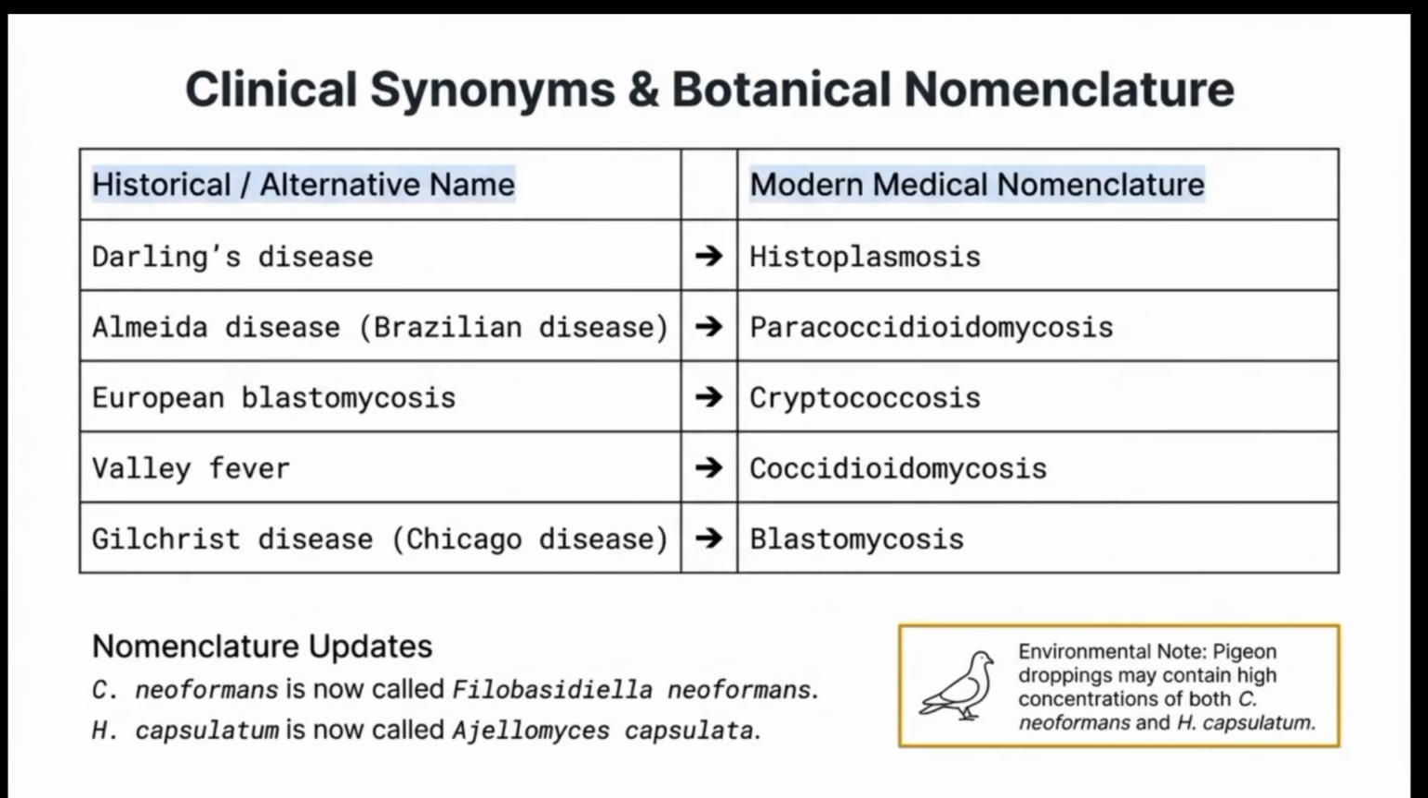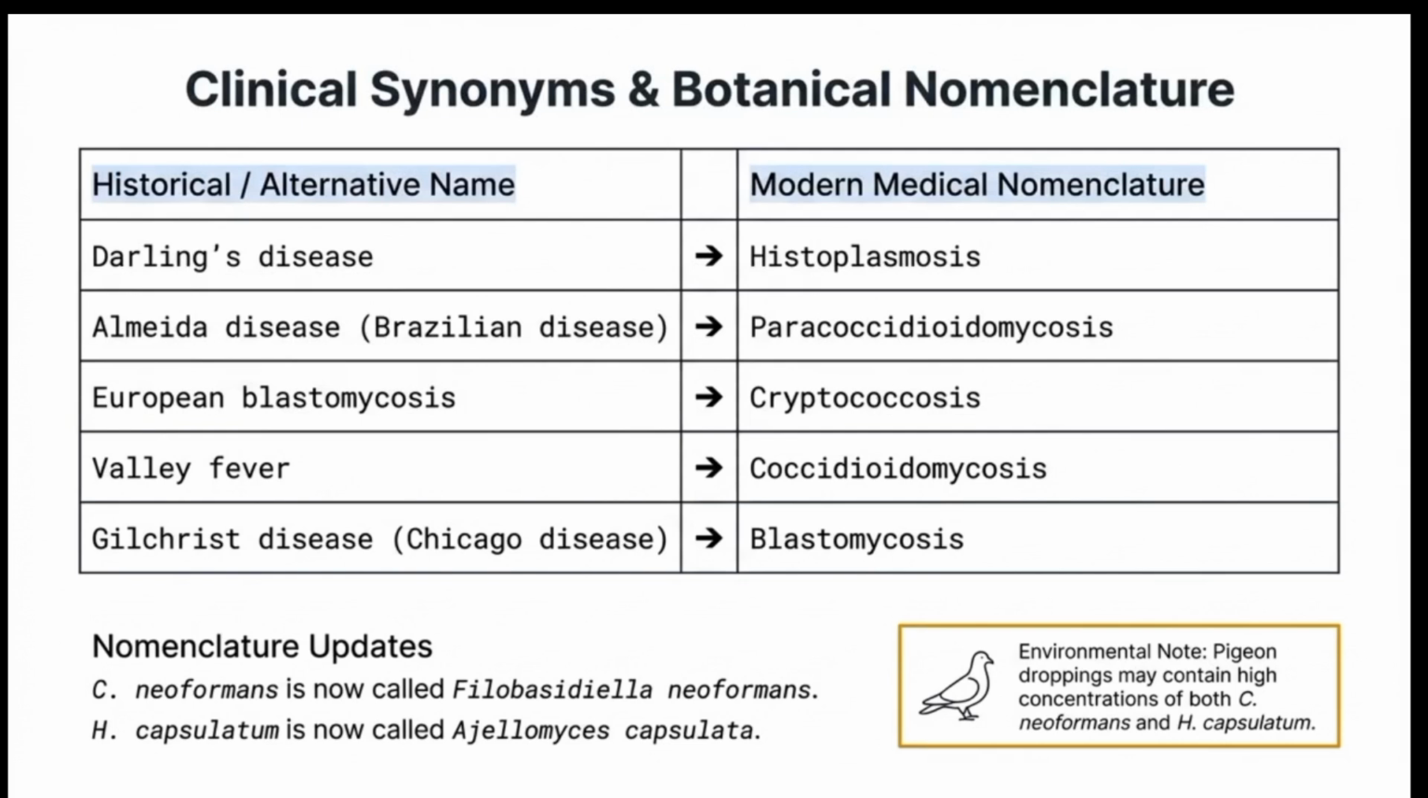Which brings us to a fascinating historical problem. Because these pathogens are so adaptable, so good at hiding their true forms, human medical history has genuinely struggled just to keep track of what to call them. Exactly. For decades, clinicians were documenting the severe symptoms in patients and naming the diseases without fully understanding the complex organisms causing them. Right. This led to a tangled web of historical nomenclature. The atlas lists a bunch of these. Darling's disease is actually histoplasmosis. Almeida's disease is paracoccidioidomycosis. European blastomycosis is cryptococcosis. Valley fever is coccidioidomycosis. And Gilchrist disease is blastomycosis.